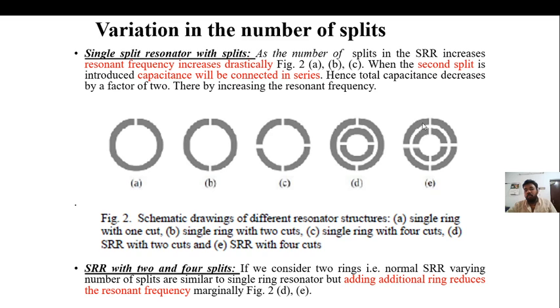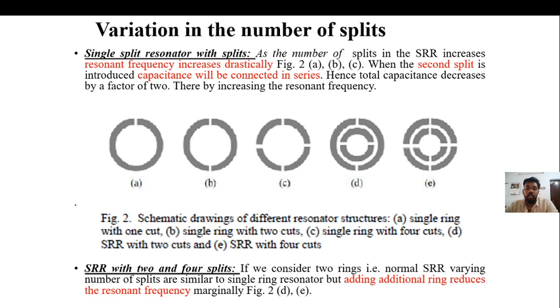When we make use of two rings, an increase in the number of splits automatically decreases the resonant frequency. For example, when you use a single ring and design an antenna for 5 gigahertz, and you have to make that antenna resonate at 5.2, then you can increase the number of splits, and you will be able to increase the resonant frequency.